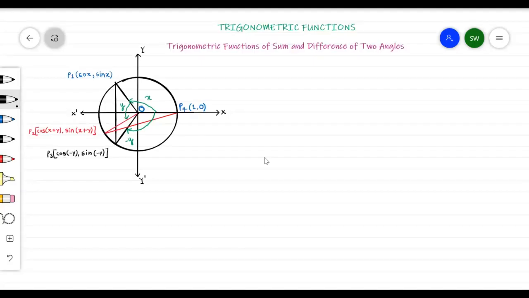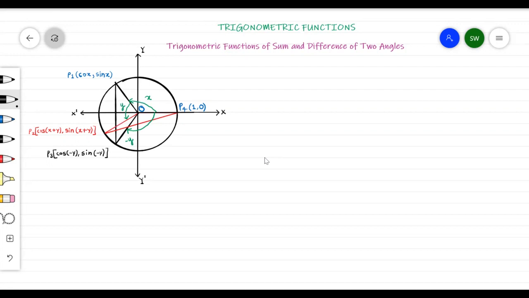Students, in the previous period, we learned that sine of minus x equals minus sine x and cos of minus x equals cos x. Now today, in this video, we shall see the trigonometric functions of the sum and difference of two angles.